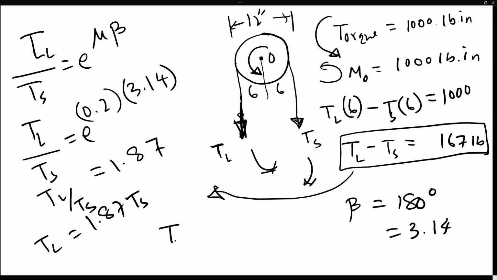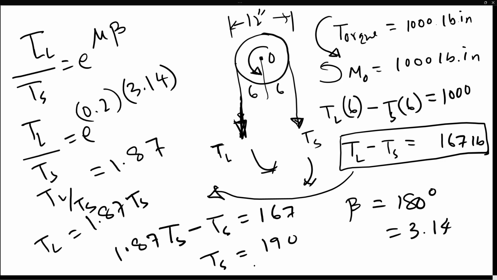So then 1.87 TS minus TS is equal to 167. So TS, I found, is 190, and then TL, the large side tension, I found 357 pounds.